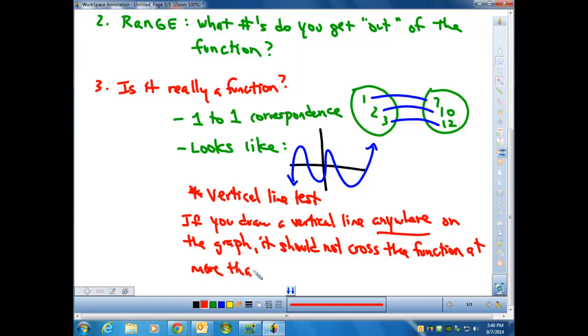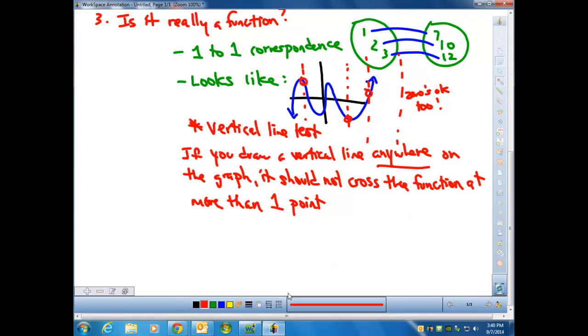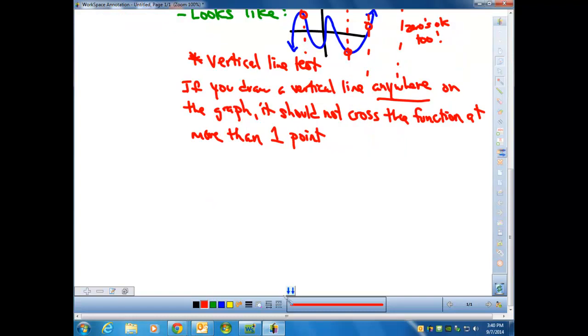It's okay if it crosses 0 points. That just means the function isn't defined for that particular x value. That's kind of a visual representation of when our domain changes. But again, you can see in all those cases, just 1 point at most. So that's our vertical line test, and I hope that you've seen that in the past somewhere. But that is a test to determine if a graph is a function. Okay. Number 4.